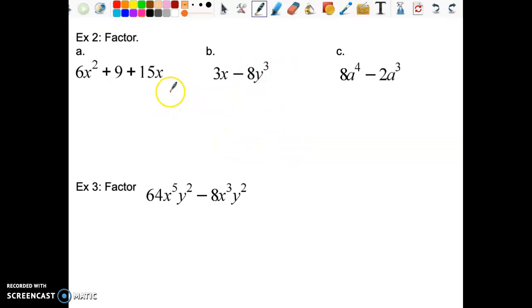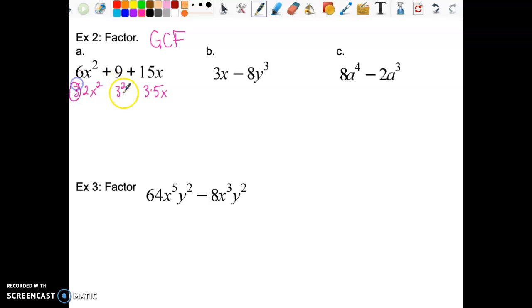And why do we learn the greatest common factor? So then we can factor out by using the greatest common factor. As I look at this, if I were to do a factor tree: 6 is 3 times 2, then x squared, 9 is just 3 squared, 15 is 3 times 5. These are all primes, by the way.